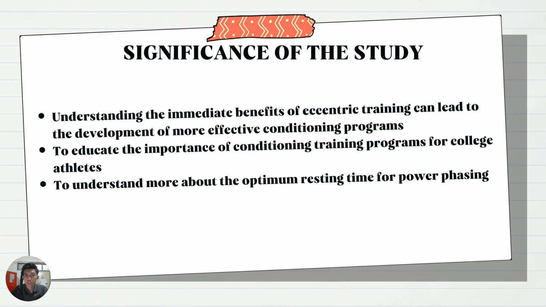So next we go through the significance of the study. For coaches and athletes, understanding the immediate benefits of eccentric training can lead to the development of more effective conditioning programs. So this can enhance athletic performance by improving key attributes such as explosive power and also speed, which are essential for football. In the academic realm, which is to educate on the importance of conditioning training, this study will add to the body of knowledge of eccentric training, providing a basis for future research.